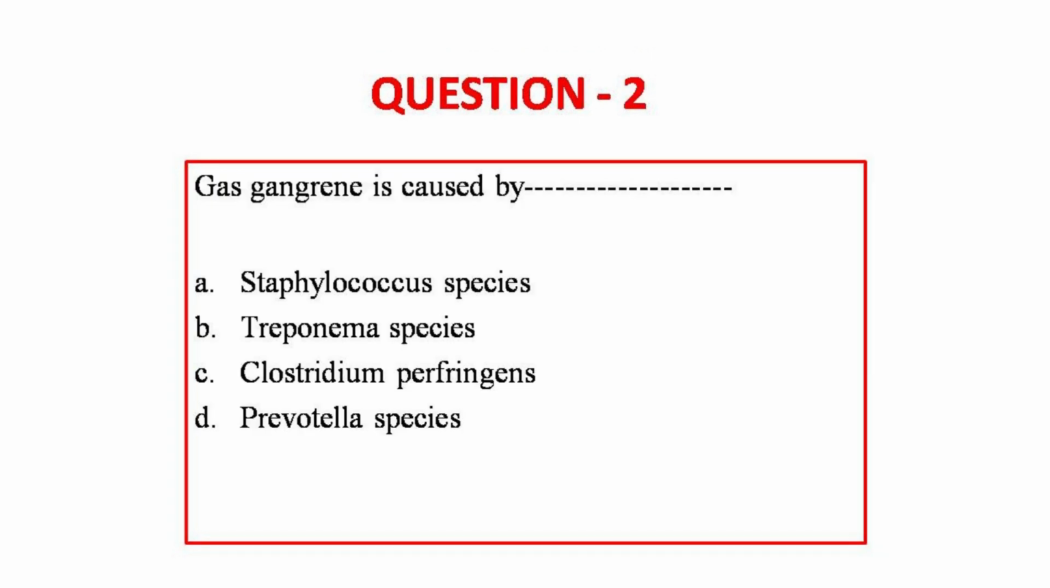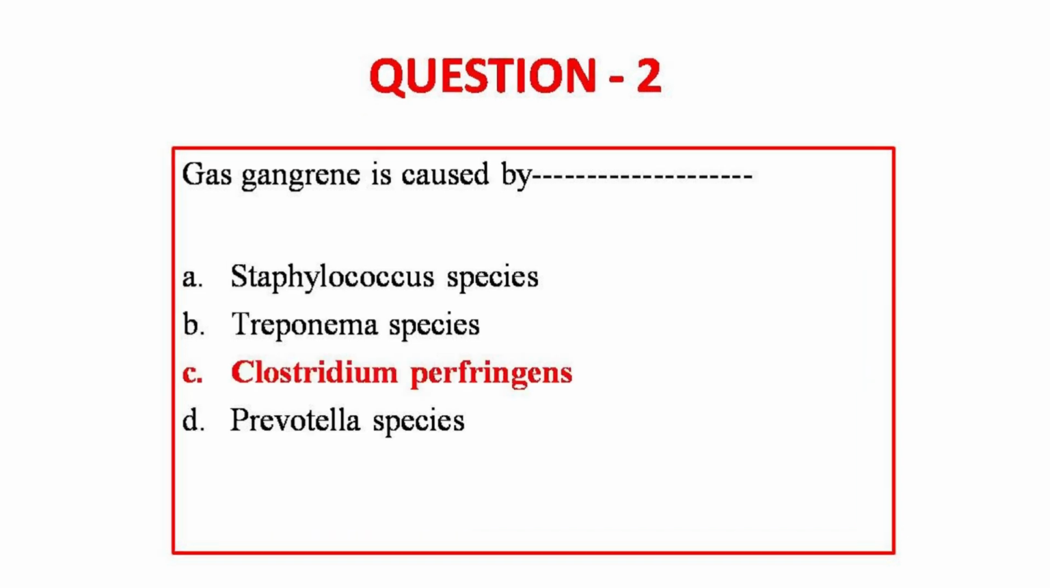So moving on to question 2. Gas gangrene is caused by dash. They've given four options: Staphylococcus species, Treponema species, Clostridium perfringens, Prevotella species. So the answer for this question is Clostridium perfringens.